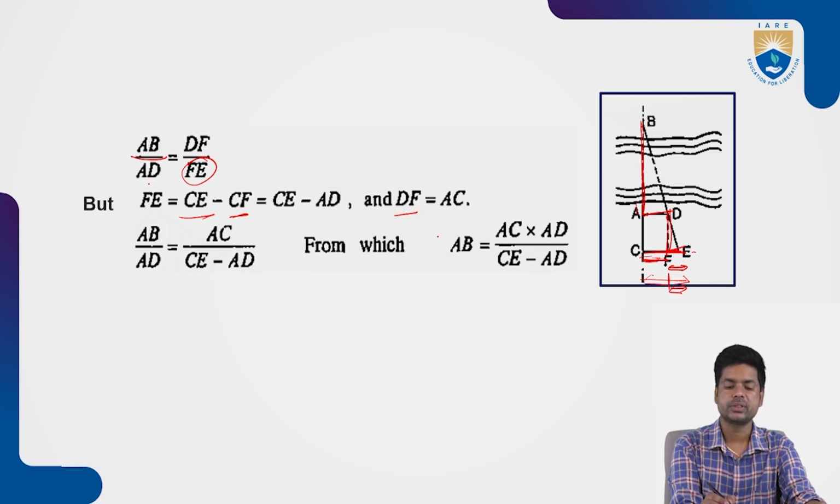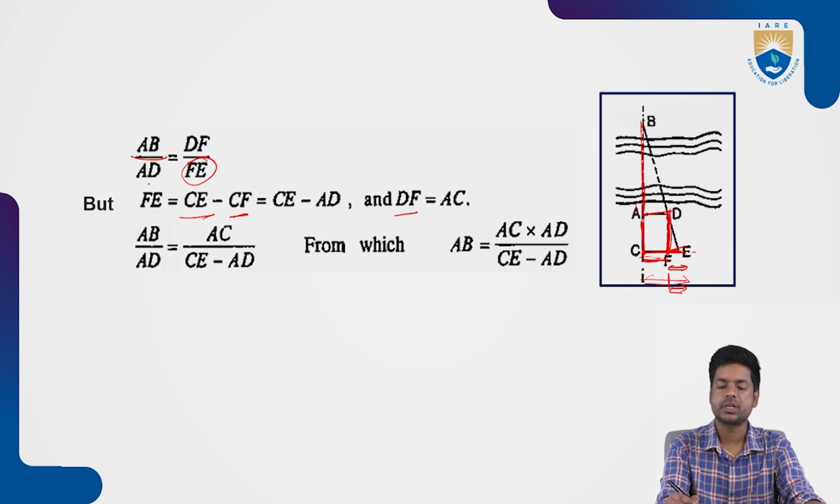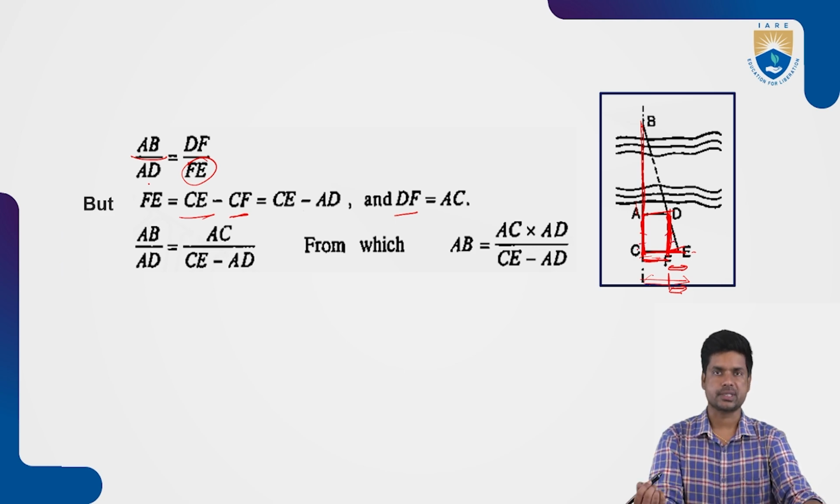Okay, we are going to find out the DF. That is DF. This length will be equal to the length of AC, because AC is already measured, and for this line AC only we are drawing the parallel line. So these two will have the same length. That is why you can take the length of AC.